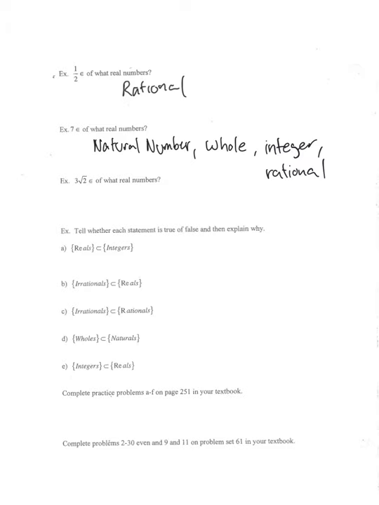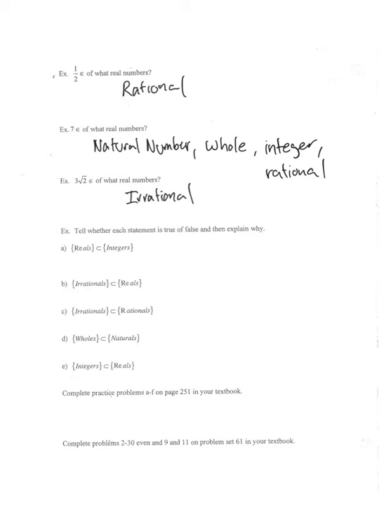Now we've got one that's maybe a little trickier. 3 times the square root of 2 is a subset of what real numbers? Well, if you do this out, you'll find that 3 times the square root of 2 is not a repeating decimal. It's a decimal that goes on forever, but it does not repeat itself. So in that way, it only falls into one category of real numbers, which is that it is irrational. One way that I remember this is that, much like irrational people, irrational numbers, you can't predict what's going to happen next.